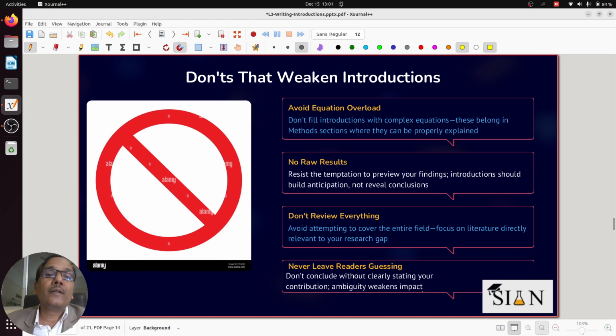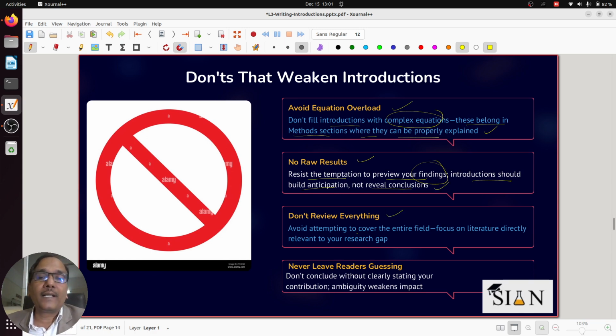And now the don'ts that weaken our introduction. First, avoid equation overload. Do not use equations and other things. This is actually part of the method, so don't fill the introduction with complex equations. This belongs in the method section where they can be properly explained. No raw results: do not include results in this part. Resist the temptation to preview your findings. The introduction should build anticipation, not reveal the conclusion.